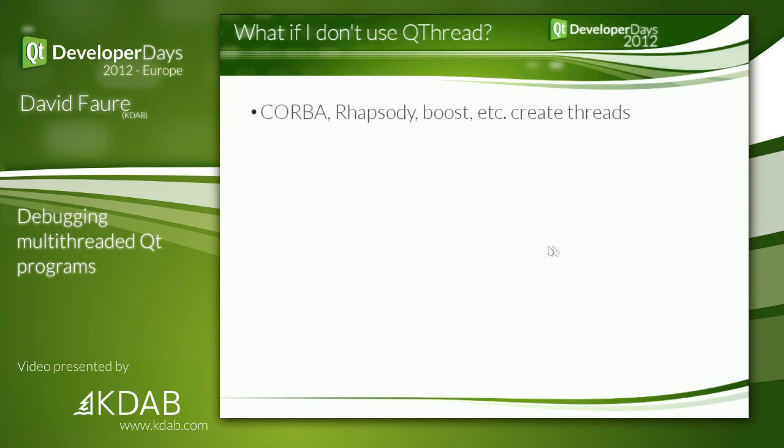Okay, let's open a parenthesis here. We all love Qt, but what if we are in a situation where we end up with another framework, let's say Corba or the IBM Rhapsody stuff or Boost? All of these things, what they do is they create their own threads. So they are not Qt threads, they are really native threads created by some other framework. What happens in Qt then? Will Qt be able to handle events posted to QObjects in these threads?